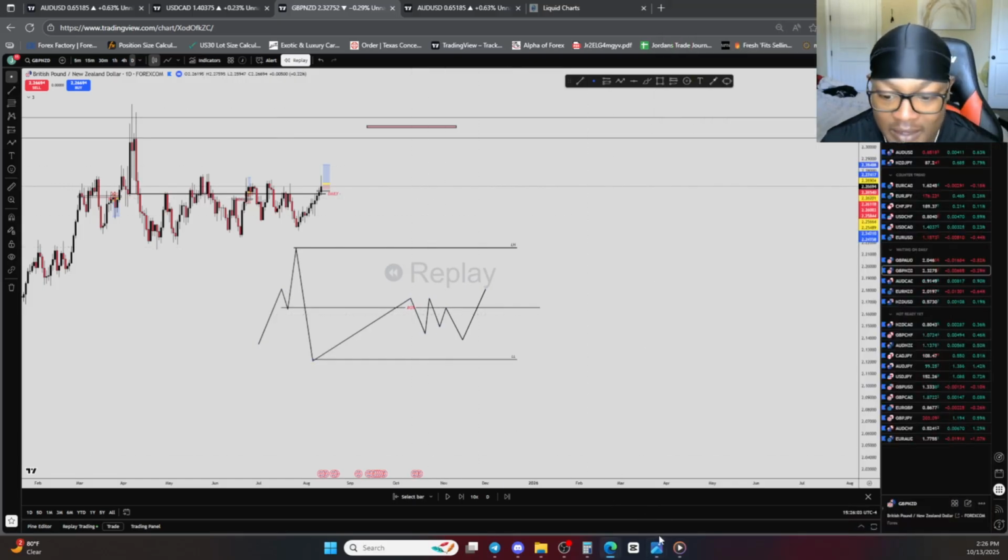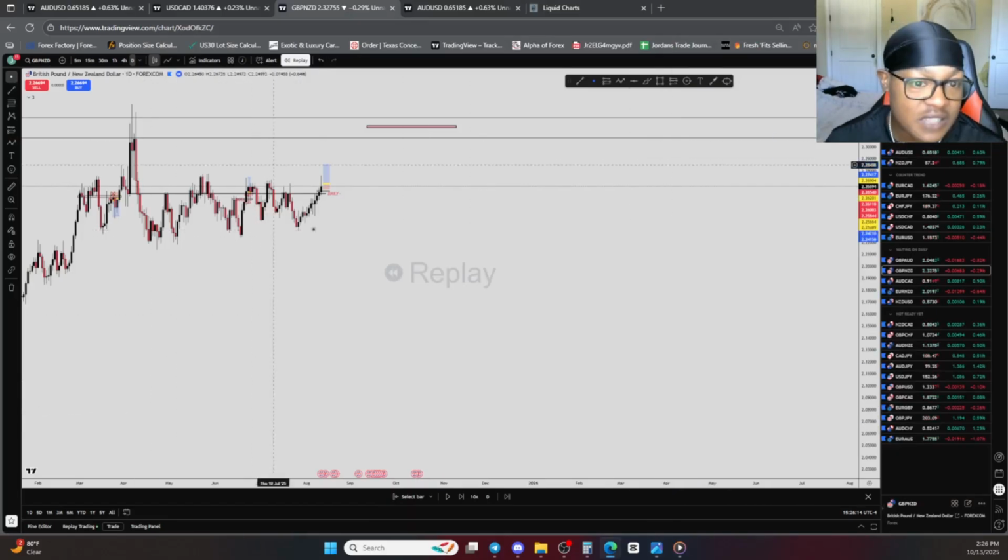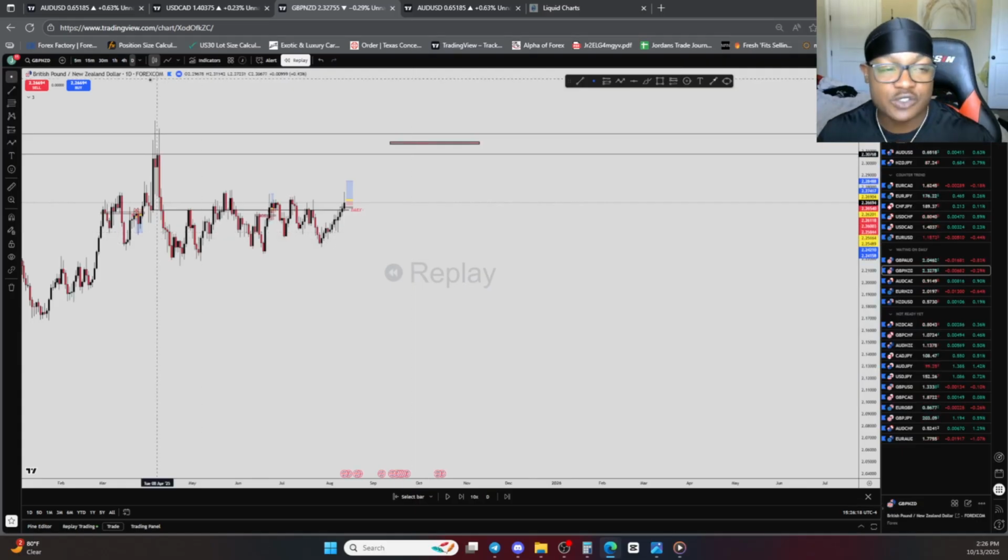Perfect. And like we just talked about, we are in a counter trend scenario, meaning I'm using a 4 hour, 1 hour, 15 minute, and the 5 minute time frame. The daily time frame has recently got back above this daily zone or the daily area of interest, which is good. Now I'm interested in looking for opportunities.